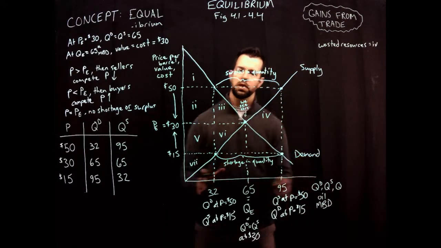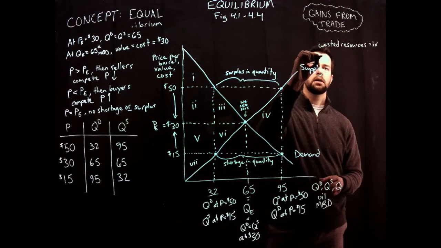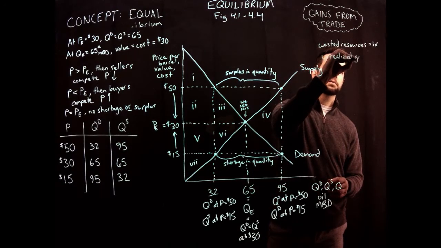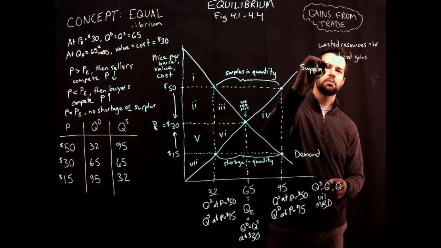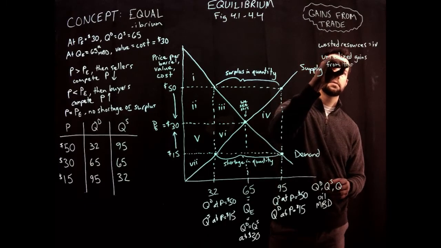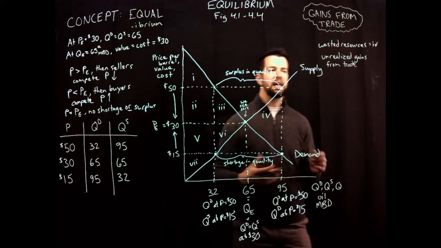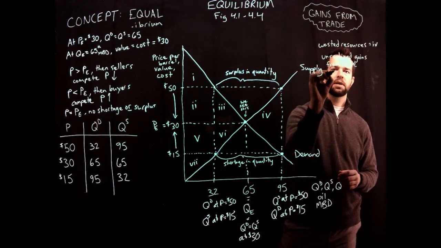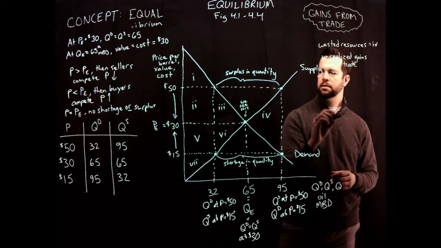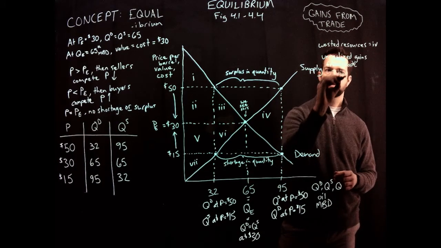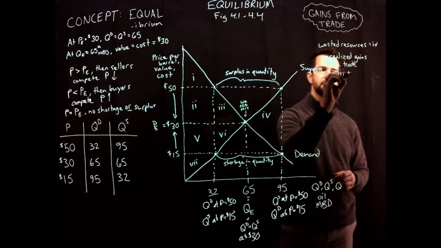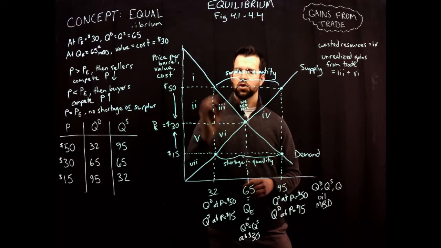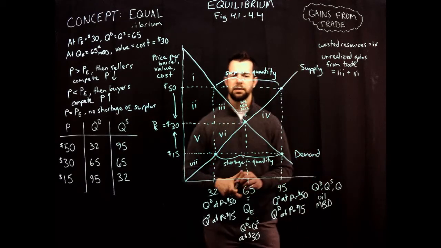If we produce too little, we're going to have unrealized gains from trade. Unrealized gains from trade, money left on the table, okay? And that would be equal, just put it down here, equal to I plus VI. Okay, so this combined triangle here would be unrealized gains from trade, okay?